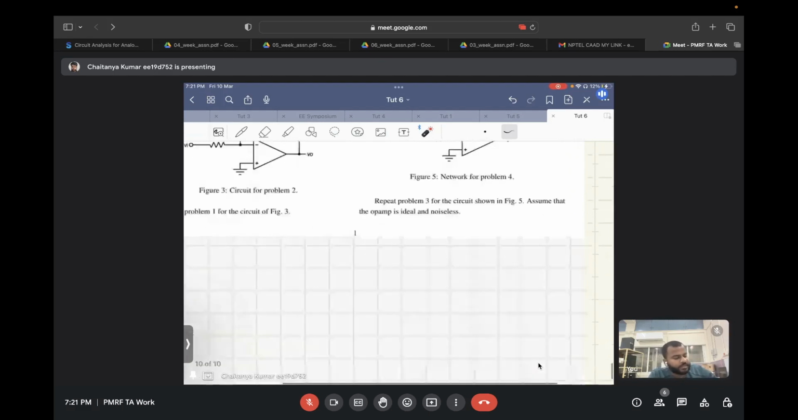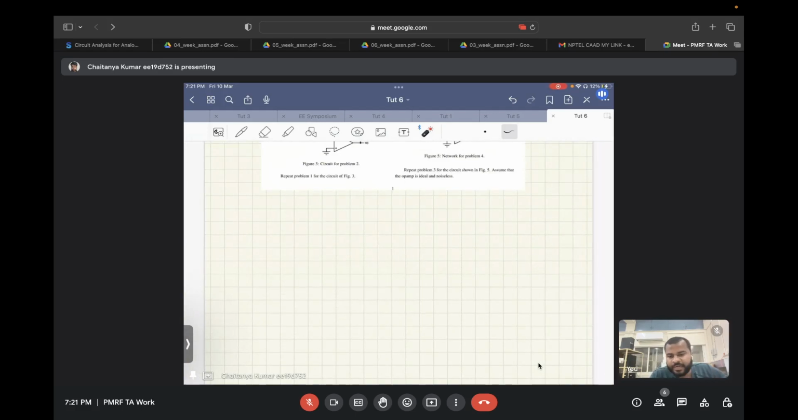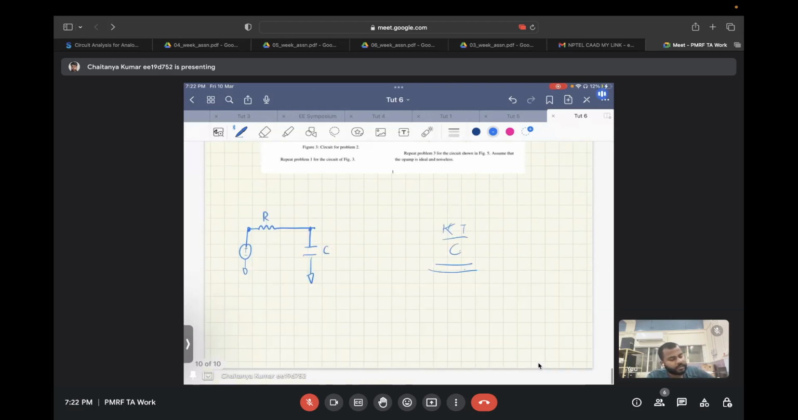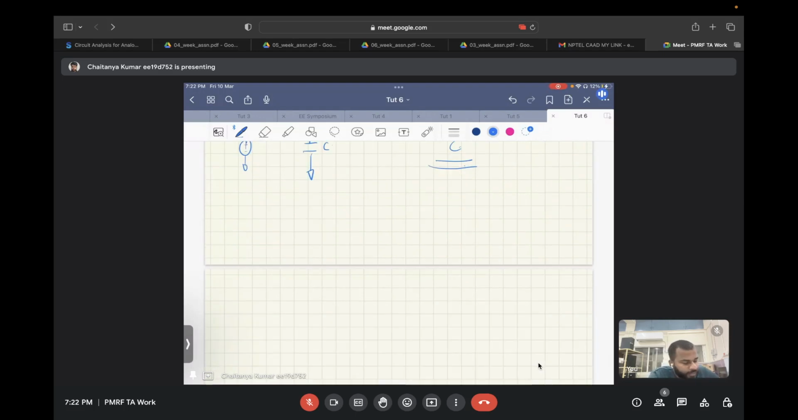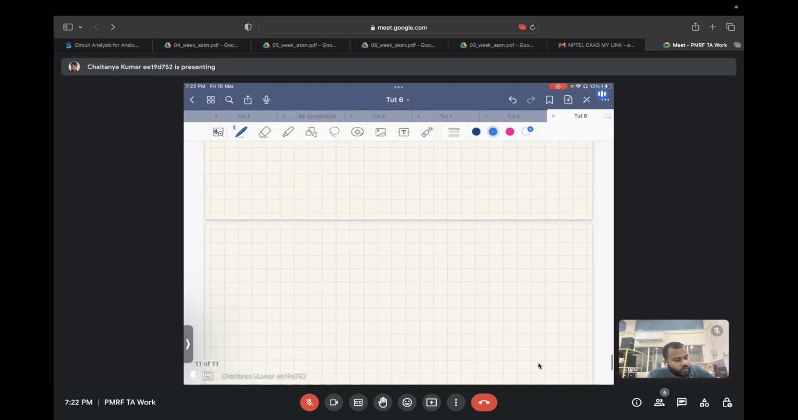Apart from that, one concept we can discuss over here. We discussed the kT over C noise thing, right? We calculated the total integrated noise of this sampling system, and we said it's independent of this resistor. It's just kT by C, correct? So this can also be done in the time domain. Let's say we want to do it in the time domain, how will we do it?